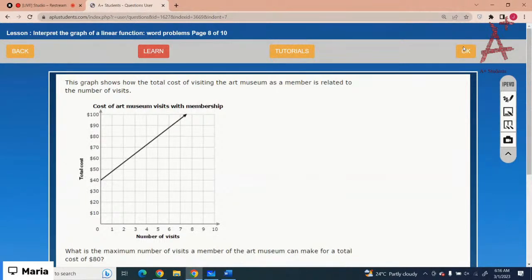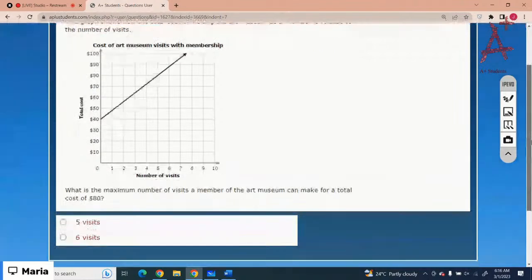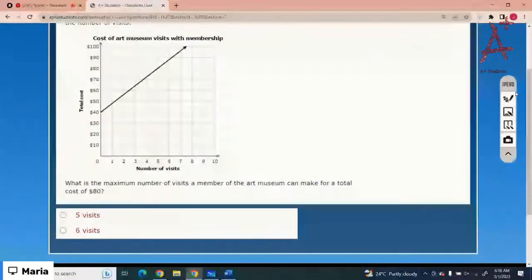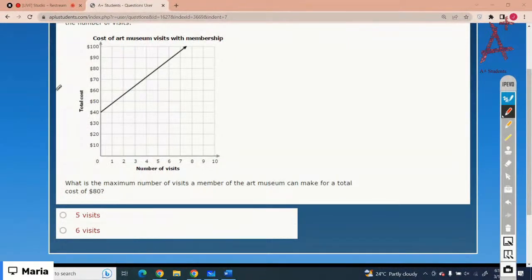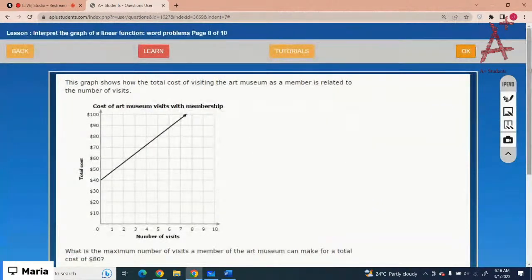Okay, the graph shows how the total cost of visiting the art museum as a member is related to the number of visits. What is the maximum number of visits a member of the art museum can make for a total of $80? So amount is on the y-axis, so just match $80 to the graph. That means if we have $80, the total visits are 5. Got it? So the correct option is 5. I'm sorry, I forgot to select the correct option. That is 5 visits.